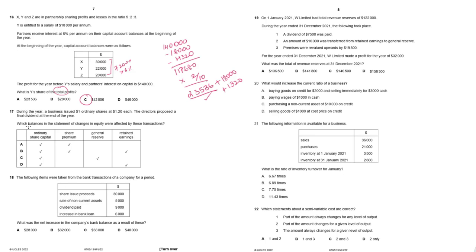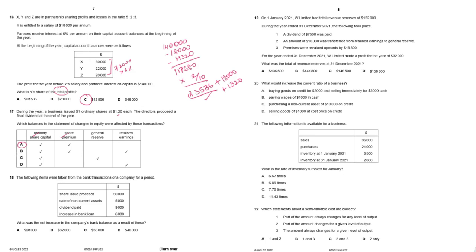Question number 17. During the year, a business issued $1 ordinary shares at a price of $1.2. Issue of new shares at premium. The directors also proposed a final dividend at the end of the year. Which balances in the statement of changes in equity were affected? When new shares are issued at a premium, ordinary share capital will increase, share premium will increase. But when dividends are proposed, there is no effect in the statement of changes in equity. So it's just the first and second that will have an effect, and general reserve and retained earnings no effect.